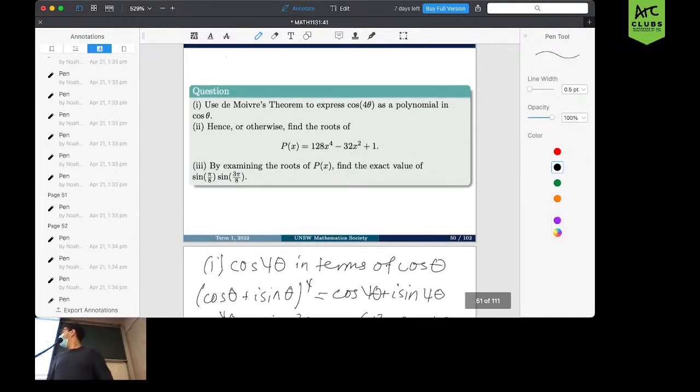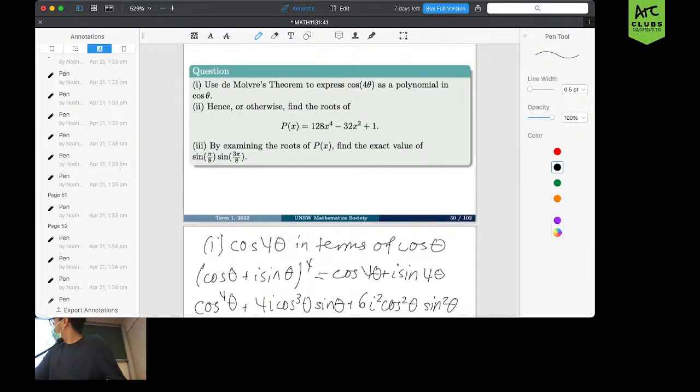So then part 3 says, by examining the roots of P of X, find the exact value of sine pi on 8 times sine 3 pi on 8. So note how the inputs are pi on 8 and 3 pi on 8. And in our solution for part 2, we had odd multiples of pi on 8. So that's kind of suggesting that we did part 2 correctly. If it was asking us to find the product of sine pi on 6 and sine 5 pi on 6, then that would hint that we did something incorrectly. But this is a good sign.